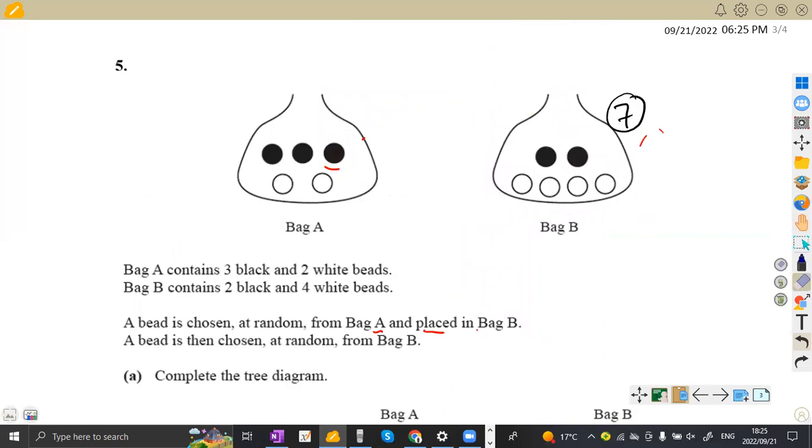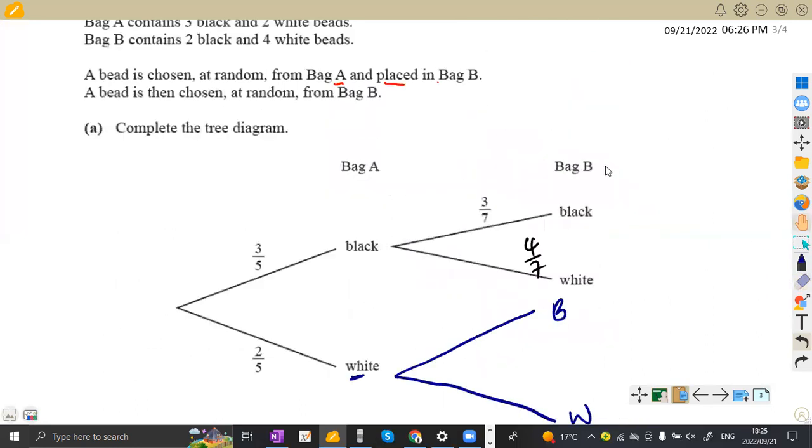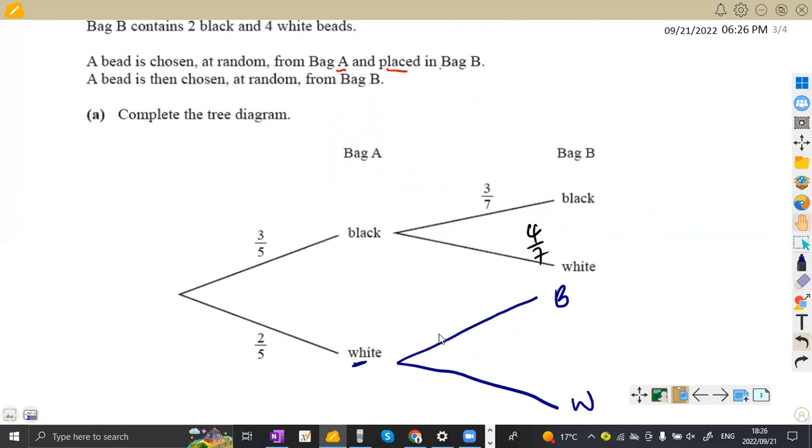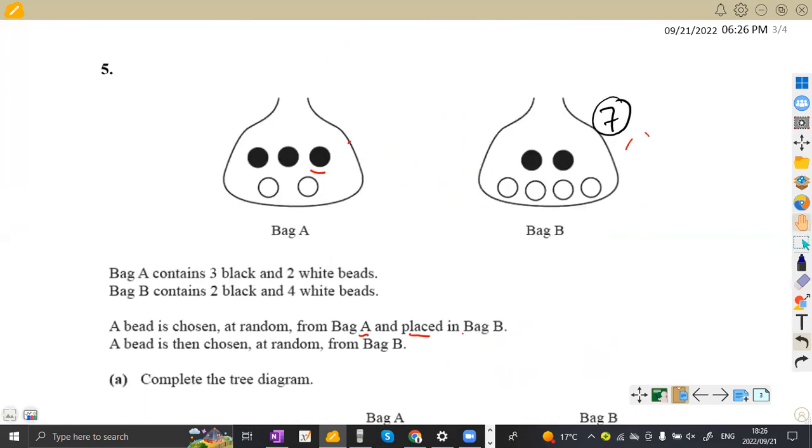How many white are there? How many? 2. There are 2. Those are 2 out of 5. But they are saying if we pick whatever we pick, what are we supposed to do? We are supposed to place it in this bag. So we are going to place a white ball again.